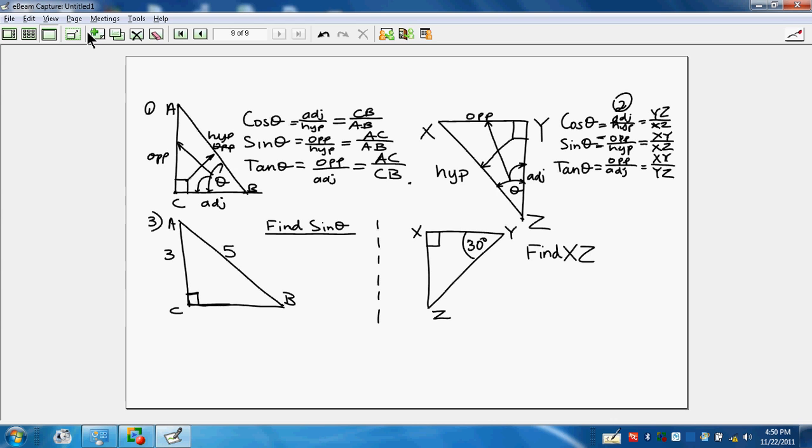We must know how to identify opposite, adjacent, and hypotenuse, and then remember the ratios, sine, cosine, and tan, and just substitute what we need to substitute.